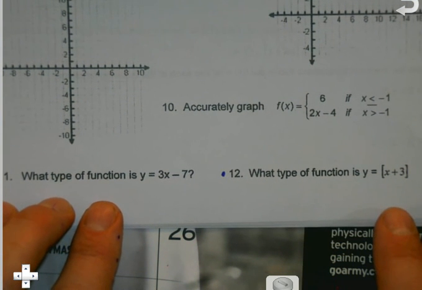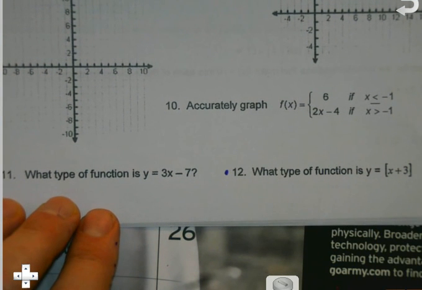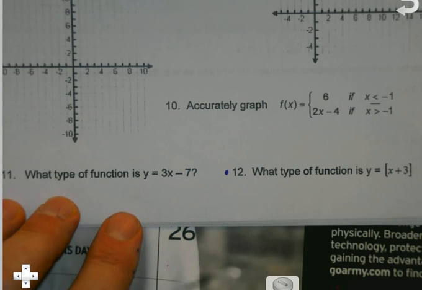So 12. Now 11 and 12 share some similarities here. This goes back to the last review when we wrote an example of a quadratic, we put y equals x squared plus 4, okay? Here, what type of function is it? Is it linear? Is it quadratic? Is it cubic? What is it?